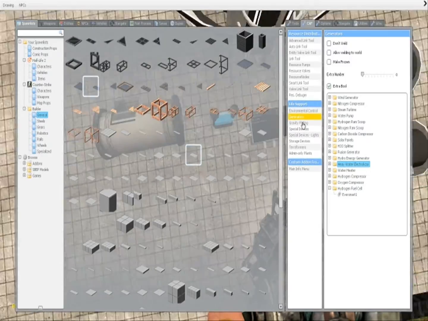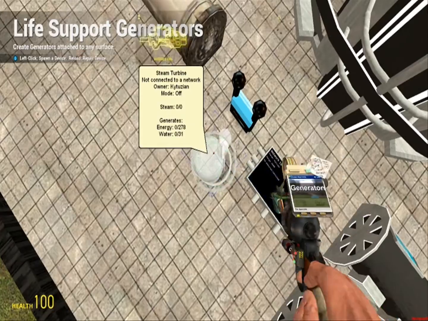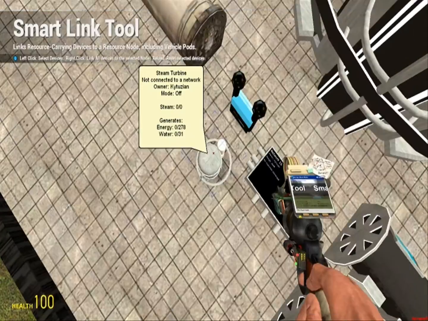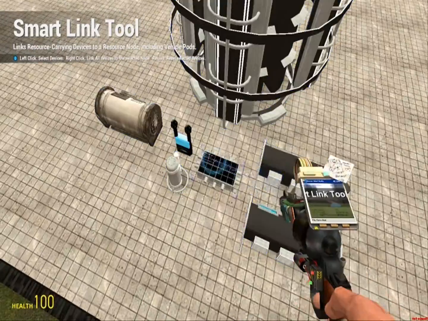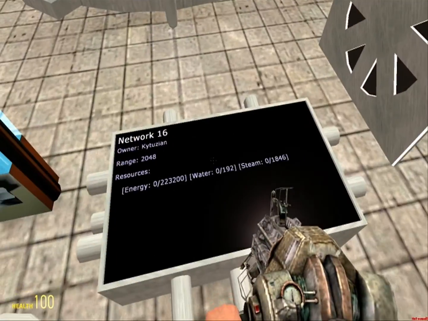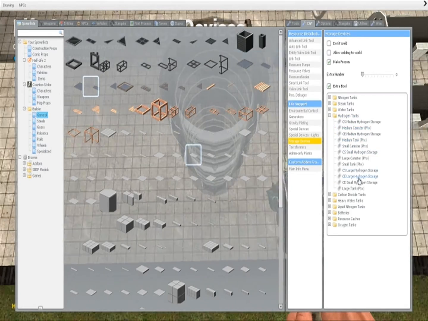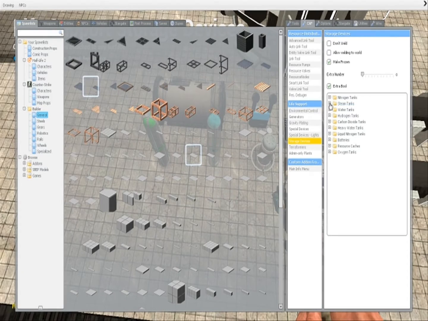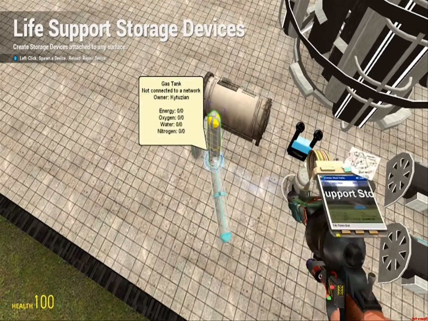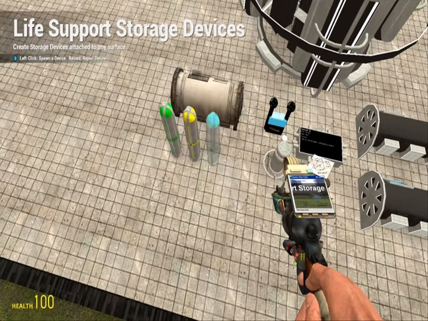However, we're also going to put a steam turbine down, because that way we can recycle some of our resources. So now, when I link all this stuff up, we have some resources. However, we need more than this. We need storage tanks. We need a hydrogen tank, so let's put a hydrogen storage there. We need an oxygen tank, of course, and we need a steam tank, also, of course.